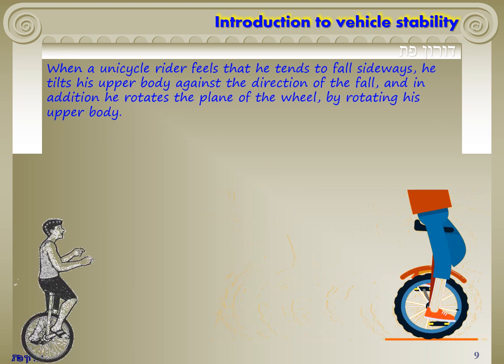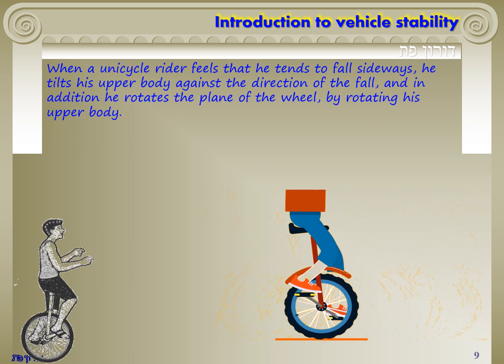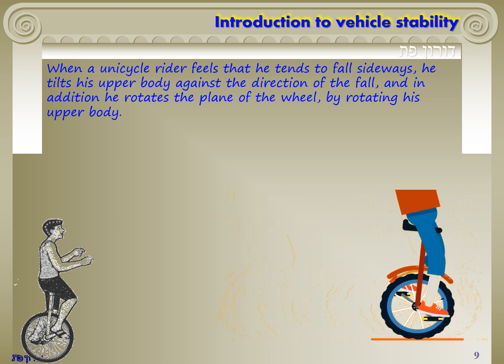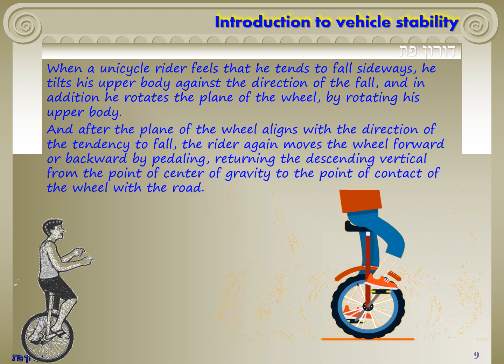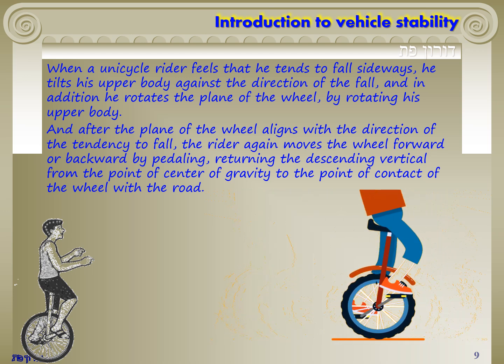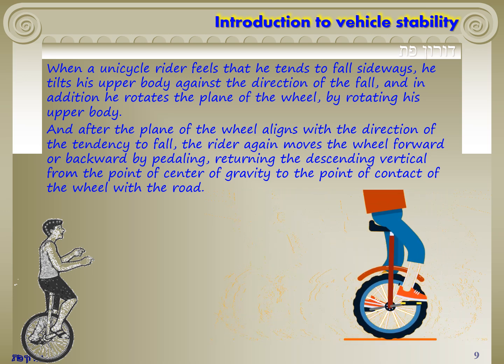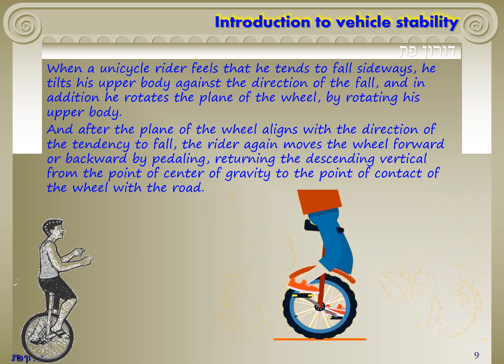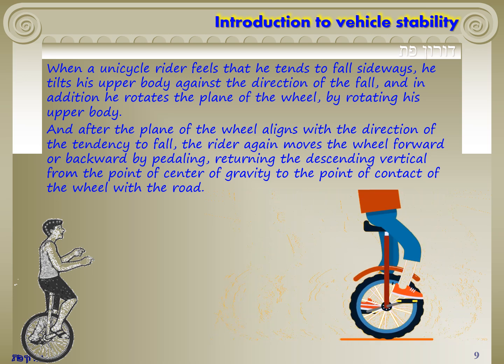When a unicycle rider feels that he tends to fall sideways, he tilts his upper body against the direction of the fall, and in addition he rotates the plane of the wheel, by rotating his upper body. After the plane of the wheel aligns with the direction of the tendency to fall, the rider again moves the wheel forward or backward by pedaling, returning the descending vertical from the point of center of gravity to the point of contact of the wheel with the road.